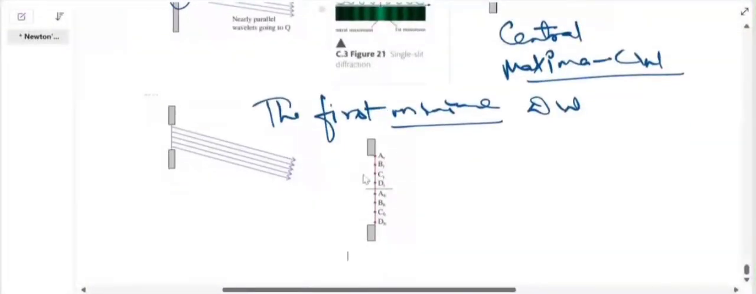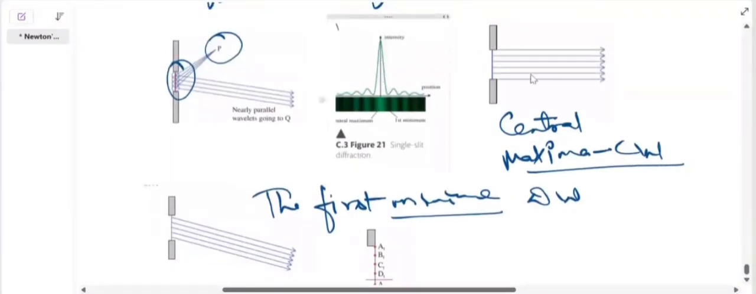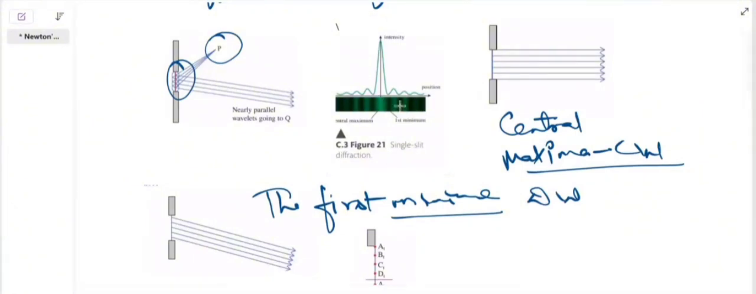So what happens in the minima? All the wavelets, when they are traveling, cancel each other at the resultant point and you get a dark point. When all of them are reaching with parallel distances and they all have the same intensity, they will give you bright light. Let me give you a constructed picture for this.